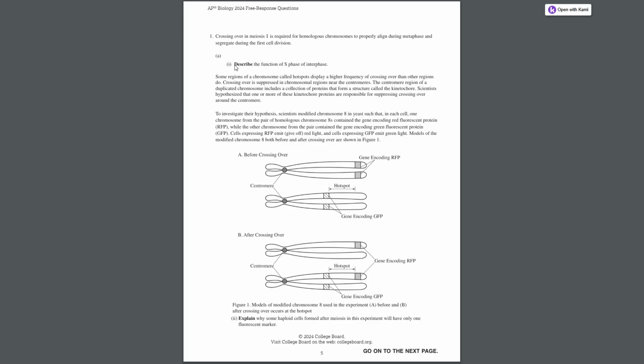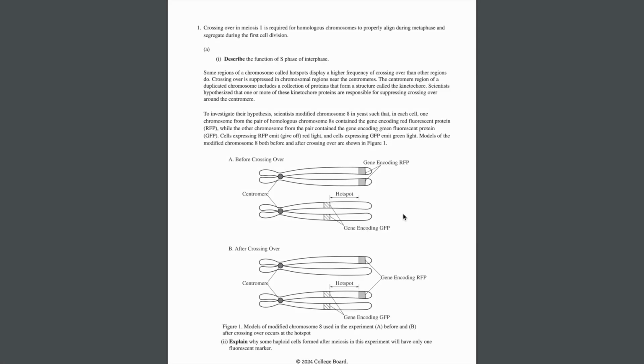A1 is asking to describe the function of S phase in interphase. The S phase is a crucial part of the cell cycle, and it is occurring between G1 and G2. It's when DNA replication happens, preparing the cell for mitosis.